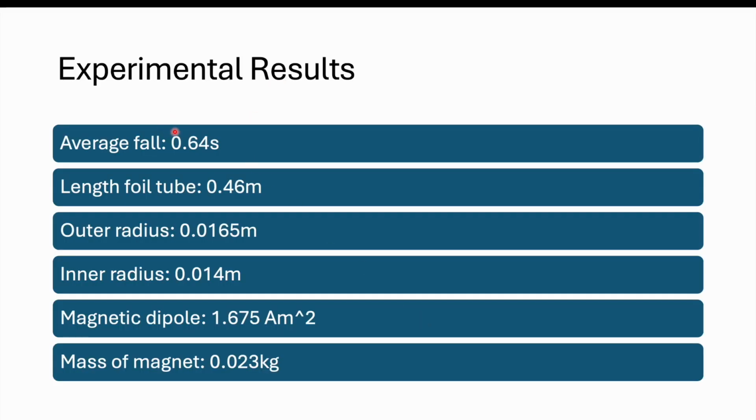So here are the main results. We see that the average fall time is 0.64 seconds. Here are all the different values of the aluminum coil and of the magnet. These values were calculated in Lab 3 previously, a few weeks ago.